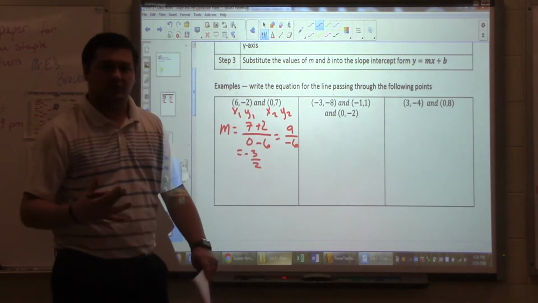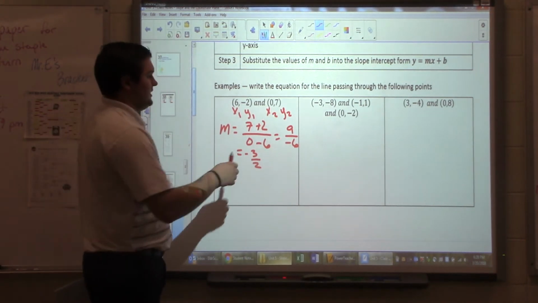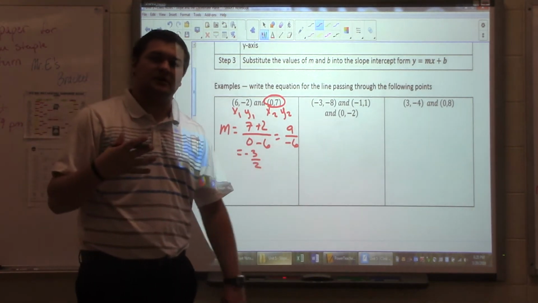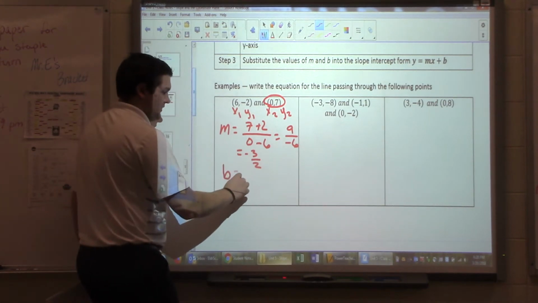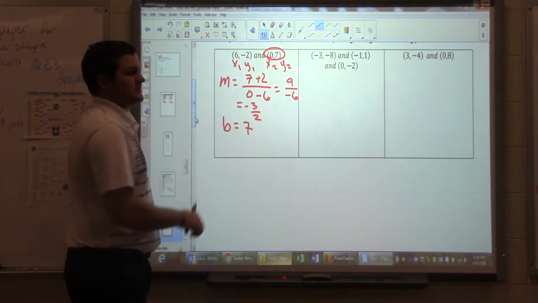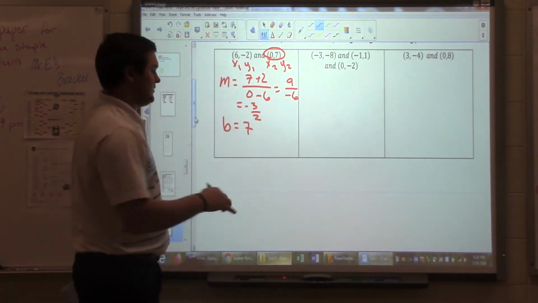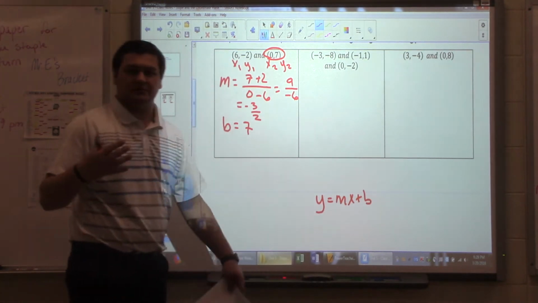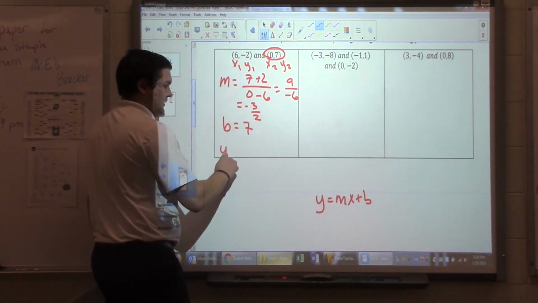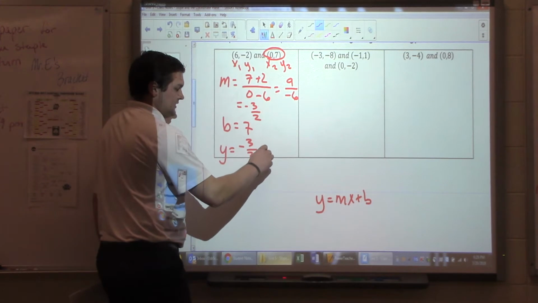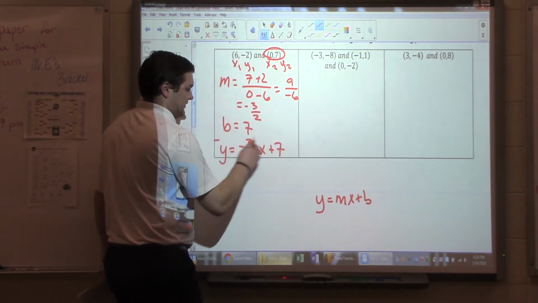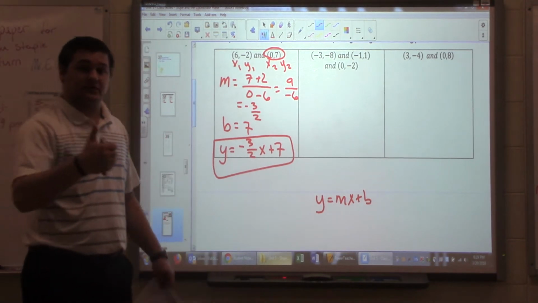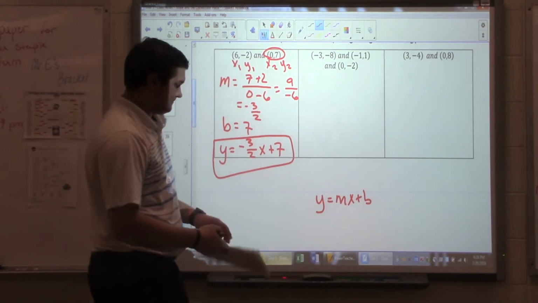So that's my slope. Then I'm going to look at which point has 0 and then a number. That number, that 7, is b, or our y-intercept. So b equals 7. So in this case, I'm going to plug in m, I'm going to plug in b, and my equation y equals mx plus b. So y equals -3/2 x plus 7. And that should be my equation. Right? Pretty simple. Find the slope, find the y-intercept, plug them in.